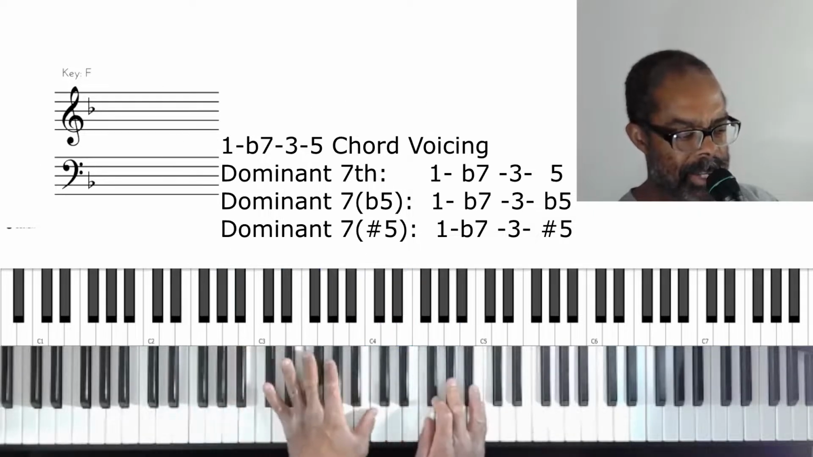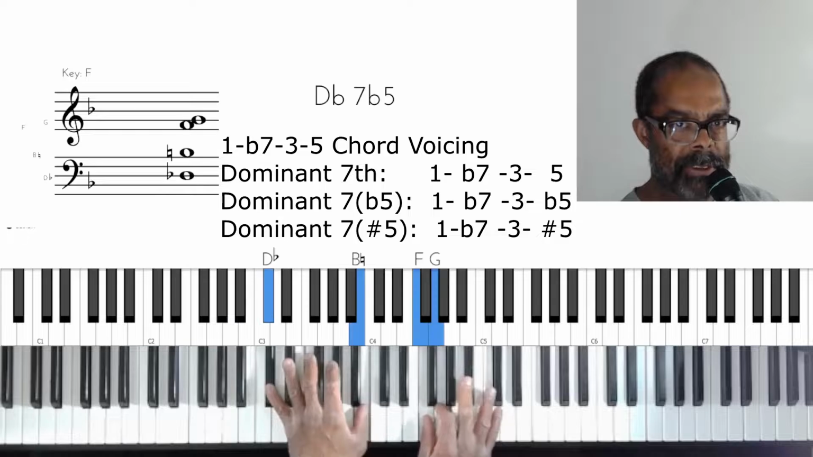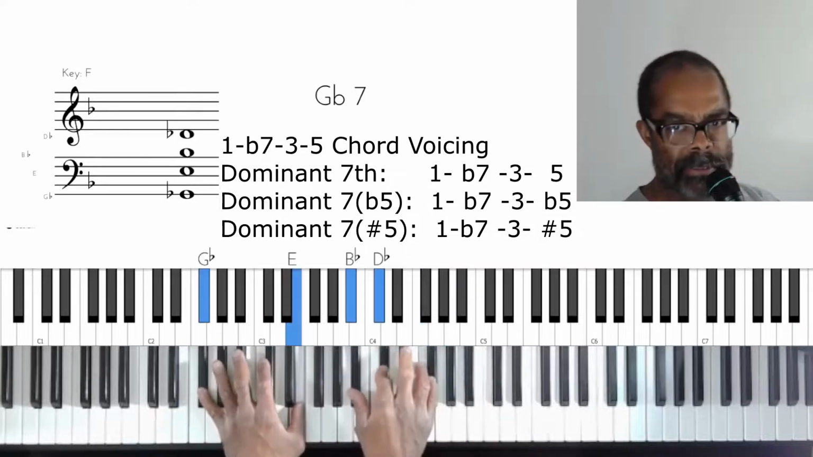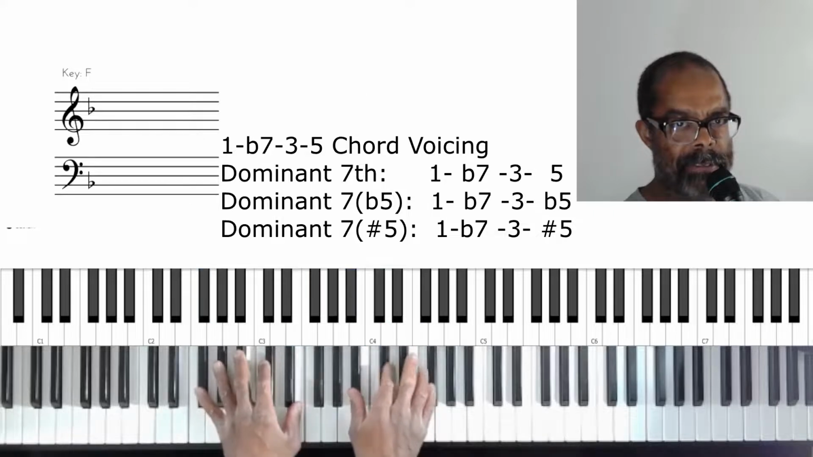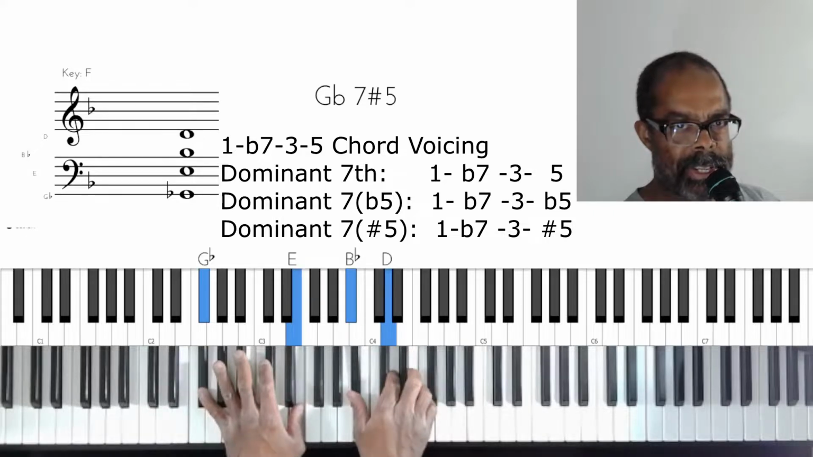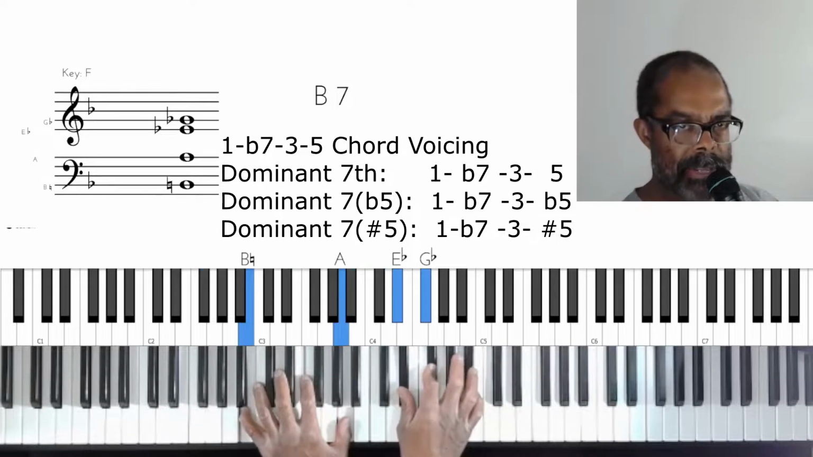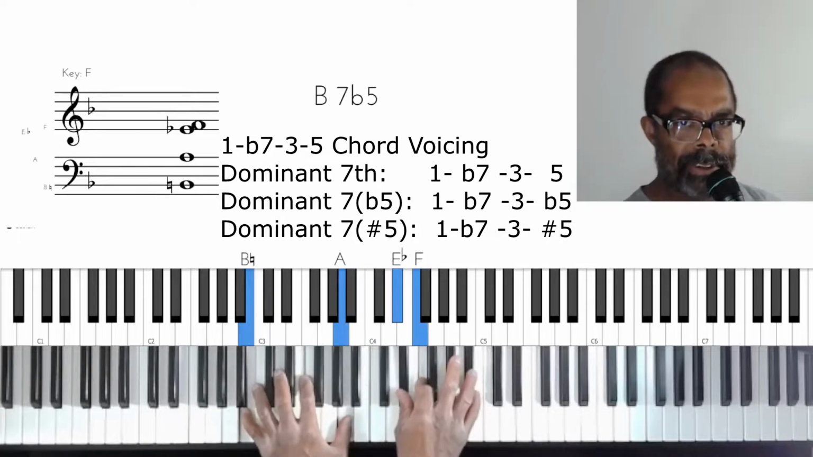Okay, next up we got D flat dominant 7th. D flat 7 flat 5. D flat 7 sharp 5. Next up we got G flat dominant 7th. G flat 7 flat 5. G flat 7 sharp 5. Next up we have B flat 7, B flat dominant 7th, B flat 7 flat 5, B flat 7 sharp 5.